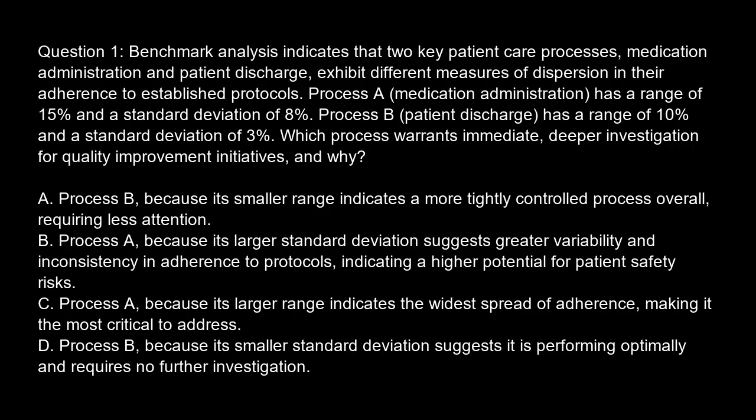Option A. Process B, because its smaller range indicates a more tightly controlled process overall, requiring less attention. Option B. Process A, because its larger standard deviation suggests greater variability and inconsistency in adherence to protocols, indicating a higher potential for patient safety risks. Option C. Process A, because its larger range indicates the widest spread of adherence, making it the most critical to address. Option D. Process B, because its smaller standard deviation suggests it is performing optimally and requires no further investigation.